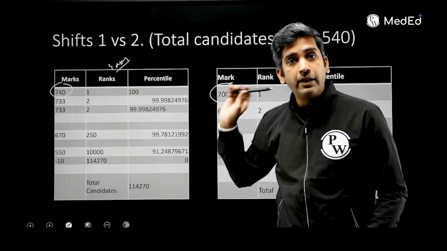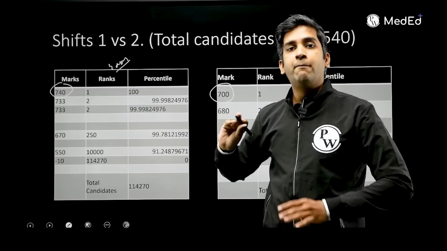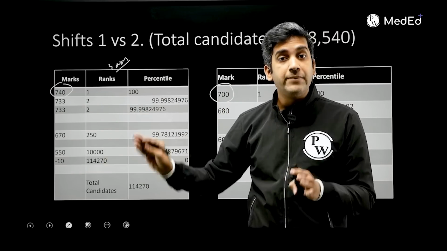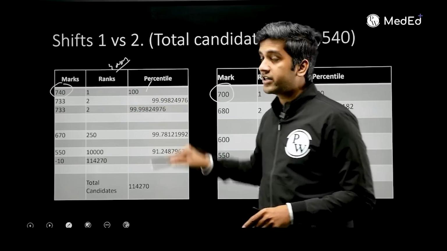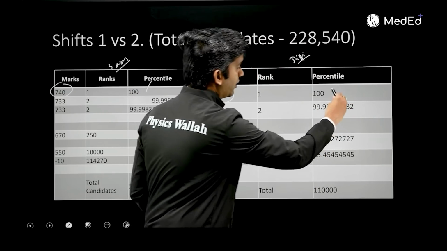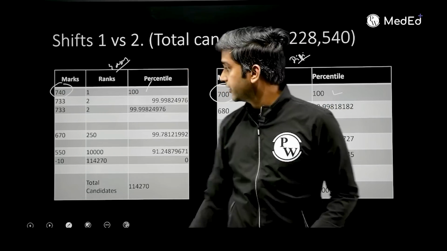So the difficulty of the paper really will not have much impact on the final rank, because this person is also 100 percentile and this person is also 100 percentile. Let's go to second rank.